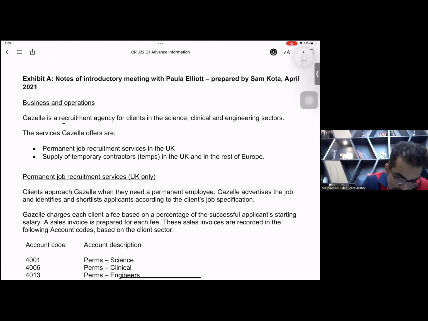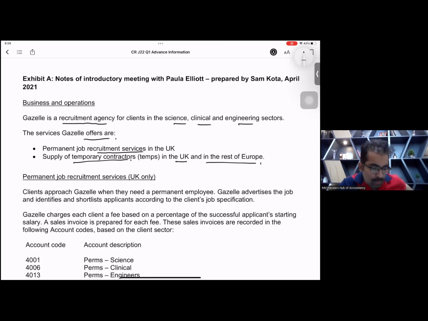Gazelle is a recruitment agency for clients in the science, clinical, and engineering sectors, right? What we do, we are service providers. We find employees, and we provide them to different companies, on different terms. Now let's see what the terms are. The services Gazelle offers are permanent job recruitment services and supply of temporary contracts in the UK and in the rest of Europe.